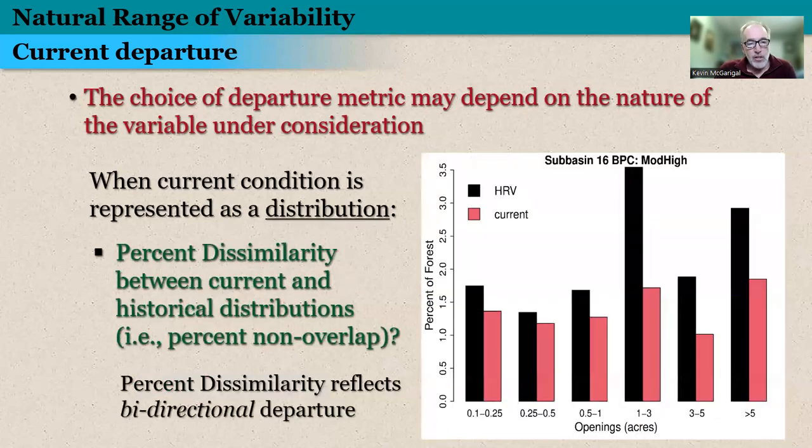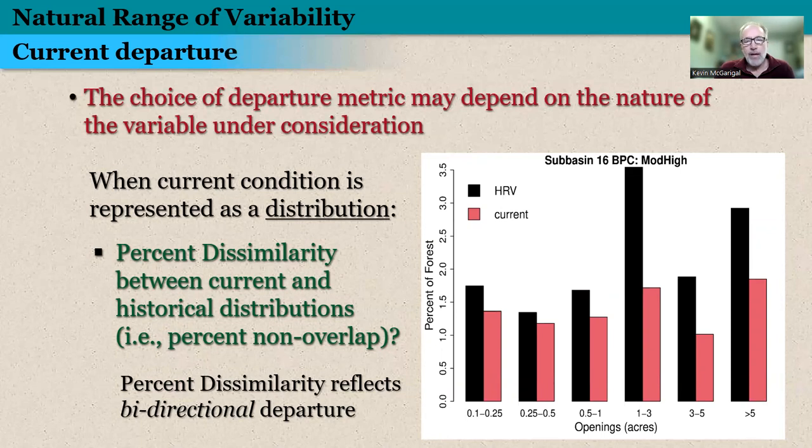If the current condition is instead represented as a distribution, so instead of having a single value for the current landscape, we actually have a range of values. As an example, if we take the percent of the landscape in forest openings of different sizes, and we bin those openings, as shown here on the x-axis, into patch sizes of certain size ranges, ranging from a tenth of an acre here up to greater than 5 acres.